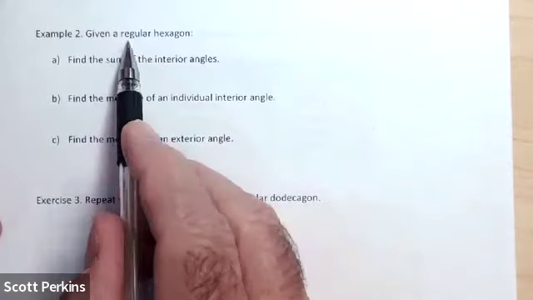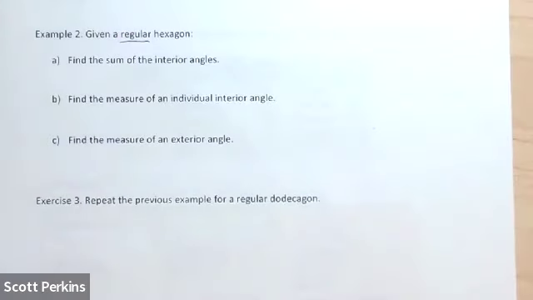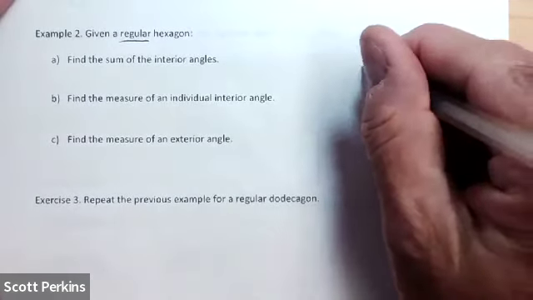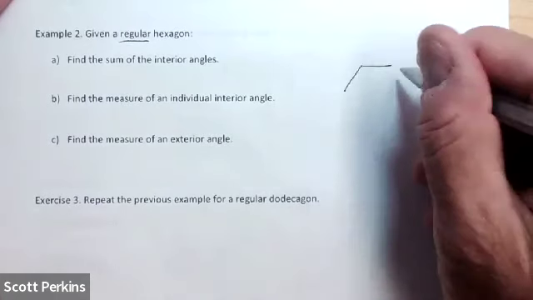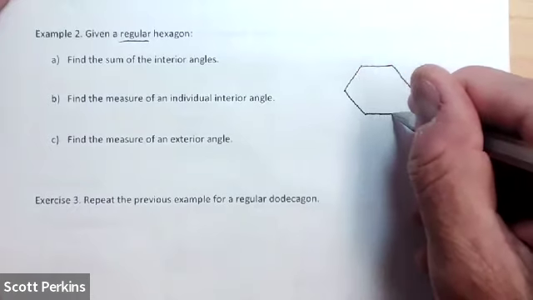So given a regular hexagon, now just to test our short-term memory from the front page, what does the word regular mean when it's referring to a polygon? Equal sides and equal angles. So I'm giving you an added detail so we can have a little bit more fun with this problem. So I'm going to do my best attempt to draw a regular hexagon. A hexagon has 6 sides. So here we go. It's got 1, 2, 3, 4, 5, 6.